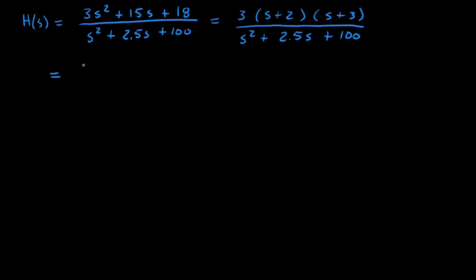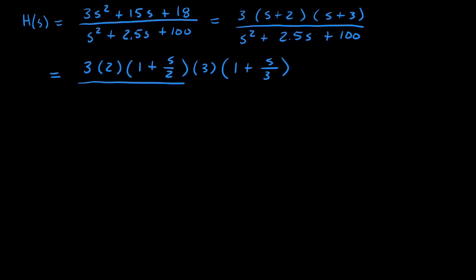So I'll write it out in detail. So we're going to have the 3 that we had before, and then from the s plus 2 we're going to factor out a 2, and we're going to be left with 1 plus s over 2, and then I'm going to factor out this 3, so we have another factor of 3 there, and that's going to be 1 plus s over 3. All right, so it looks like a lot going on there. And then I'm going to factor out the 100, and then I can write that as s squared over 100 plus 2.5 over 100 s, and then plus 1.